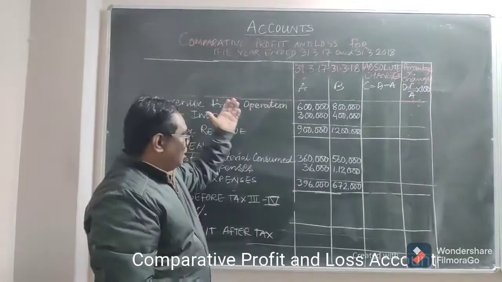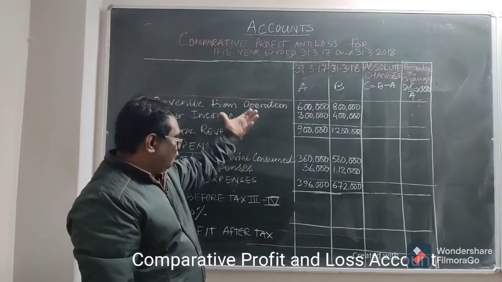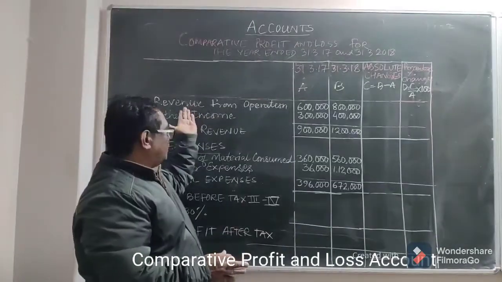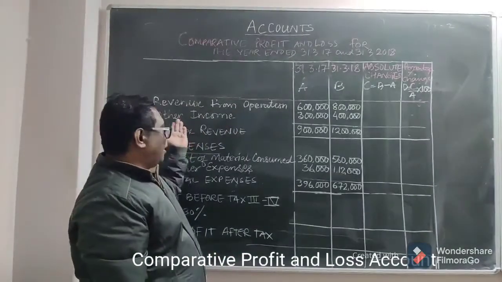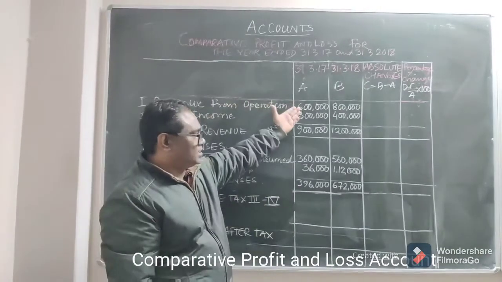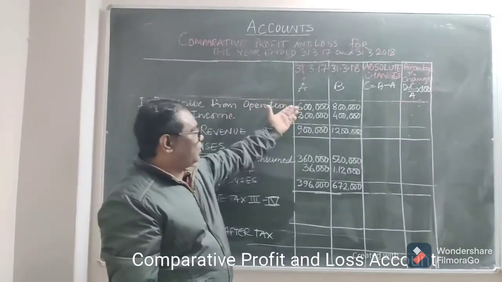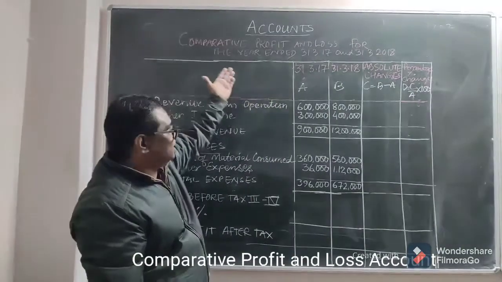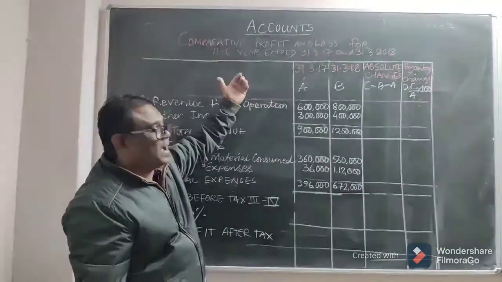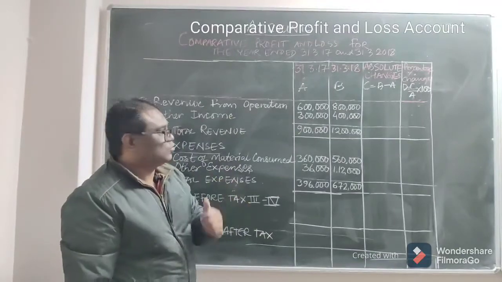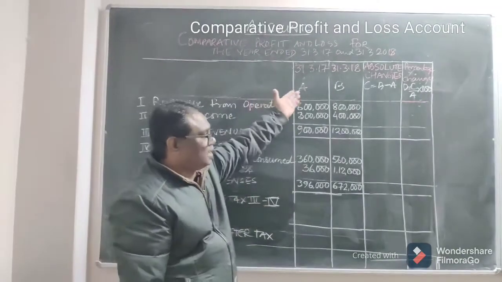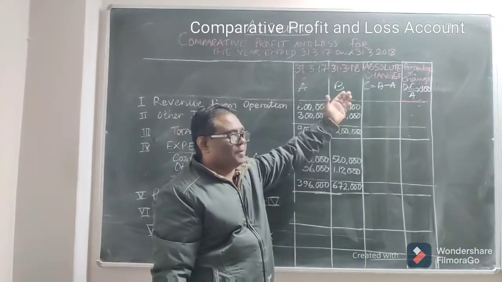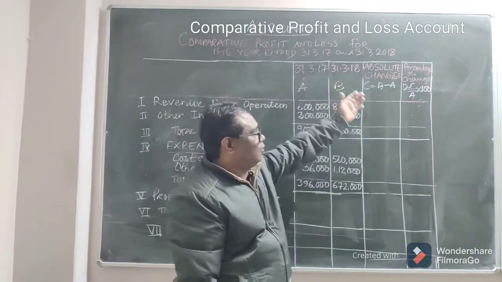I have already noted the main structure of the question here. As given in the question, you have to copy here. The first item is revenue from operation, then other income. Revenue from operation is given as 6 lakhs in the first year, 31st March 2017. This is the comparative profit and loss for the year ended 31st March 2017 and 31st March 2018. Column A is for the previous year, column B is for the current year, and column C is for the absolute changes.